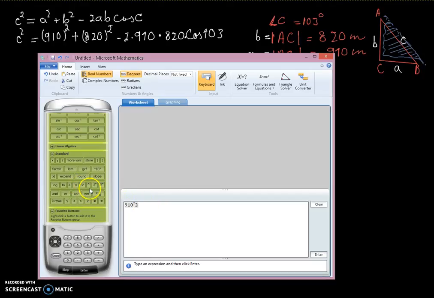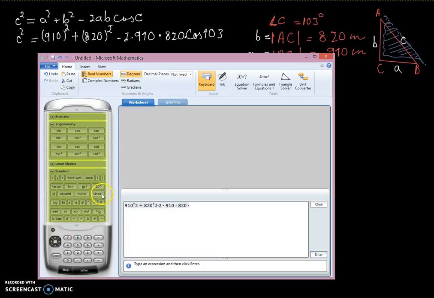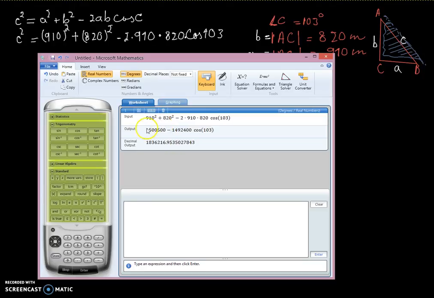910 whole squared plus, okay, it works like this. Okay, 820 whole squared minus 2 into 910 into 820, into cos C. Now, what is cos 103? And close this, enter it, and you get the input, and this is your output, and decimal output, and this is the measure of side C.